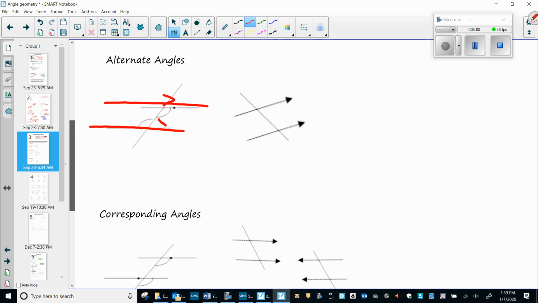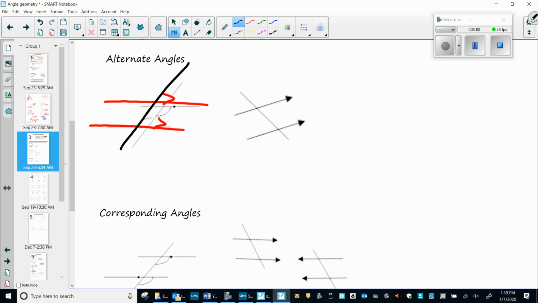These are my parallel lines. They're shown because they've got arrows on them. This line going through them is a fancy word called a transverse line. If you've got a line that goes through two parallel lines, it means that if you have an angle here and an angle here, those two angles would be equal to each other.